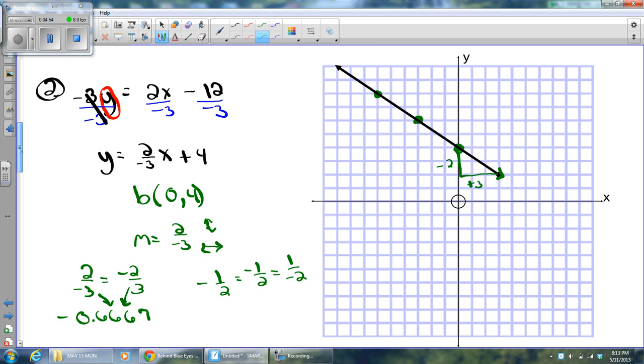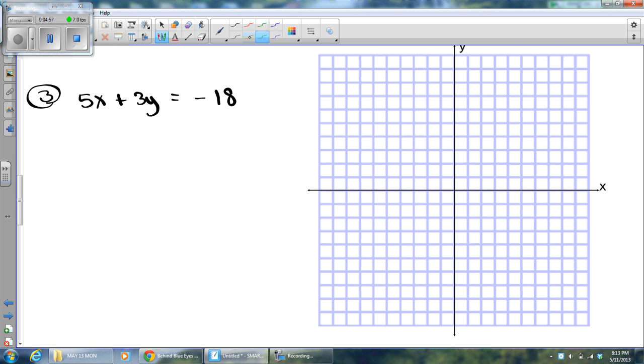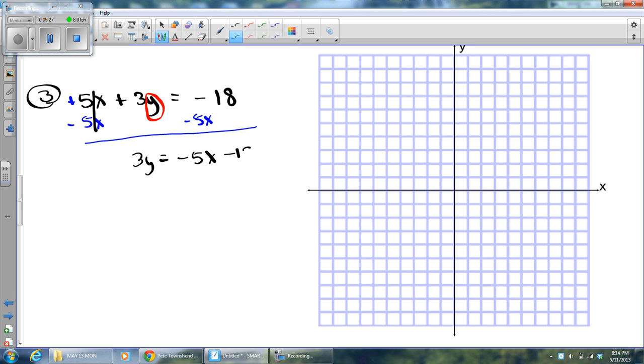Okay, 2 more examples. These get a little bit more involved because there's a couple steps to them. These are just like the problems we did over the weekend. Circling the y. Okay, I got to get rid of the 5x first. It's attached by addition because it's positive, so I'm going to subtract 5x. Those are going to cancel. 3y. These are not like terms, so I'm just going to write down negative 5x minus 18.